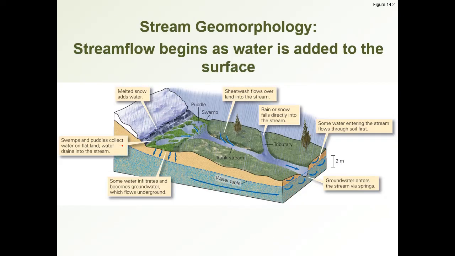So a stream is a very dynamic system. It changes from its start to its finish, and each stream is unique. So we have different inputs and different outputs. Streams can have inputs from meltwater, from ice pack melting. They can have inputs from springs. They can have inputs from groundwater throughout the entire base of the stream.